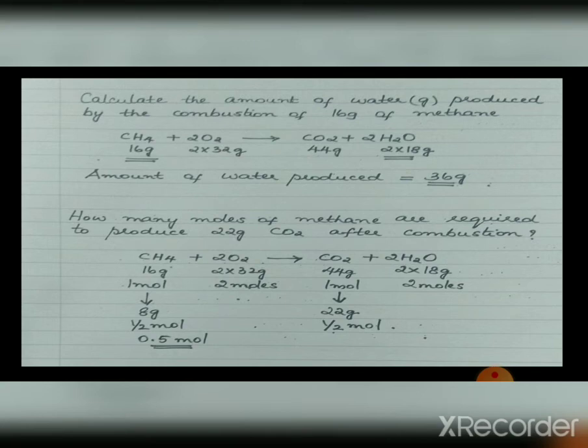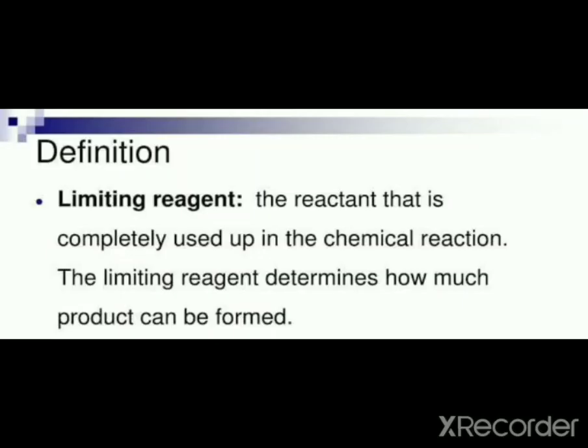So to produce 22 gram of carbon dioxide, half the mass, that is 16 by 2, 8 grams, or half the number of moles is needed. So 1 mole divided by 2, it is 0.5 mole. So 0.5 mole of methane will be required to produce 22 gram of carbon dioxide.